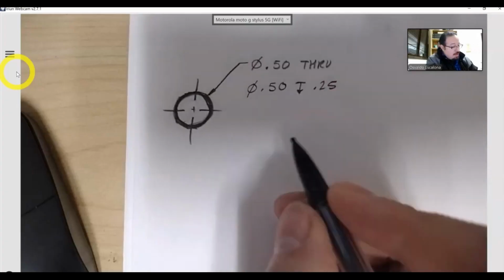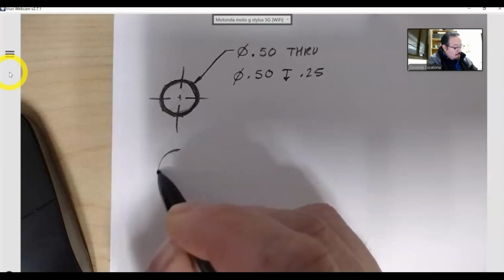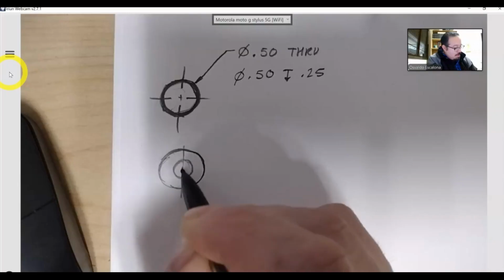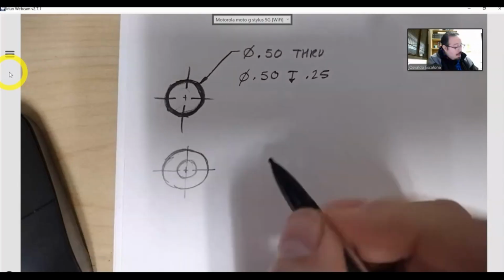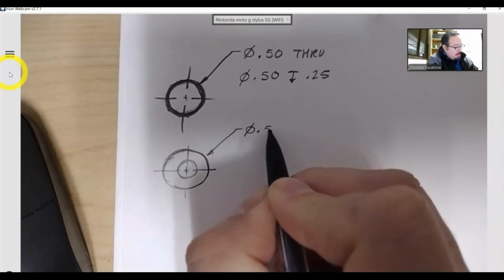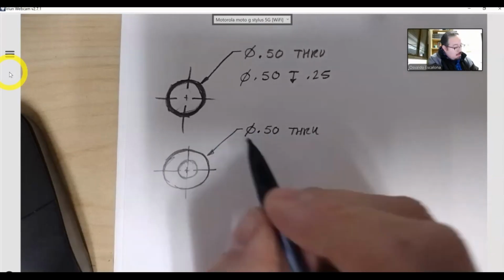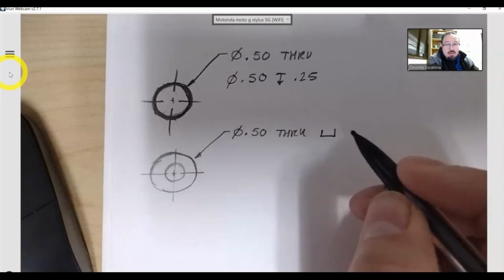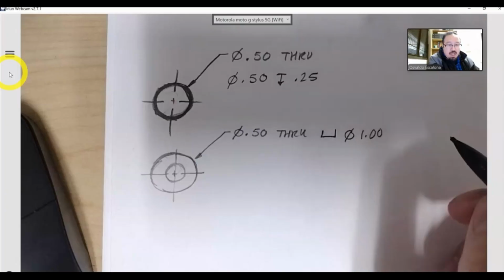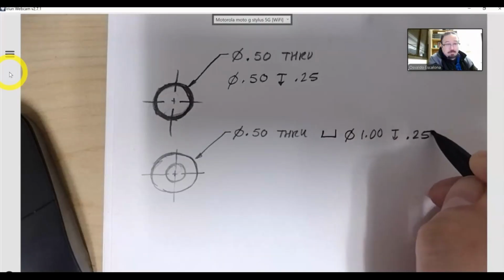We also talked about how you can have a hole that has a seat. In that case, you are going to have two diameters. And again, take care of your line weight. You have the first operation, which in this case, let's say, is making the through hole. And the second one, you can have a counterbore. If you have a counterbore, you have to tell its diameter. Let's say the diameter is 1 inch. And if it's a counterbore, you also have to tell its depth. Let's say the depth is 1/4 of an inch.